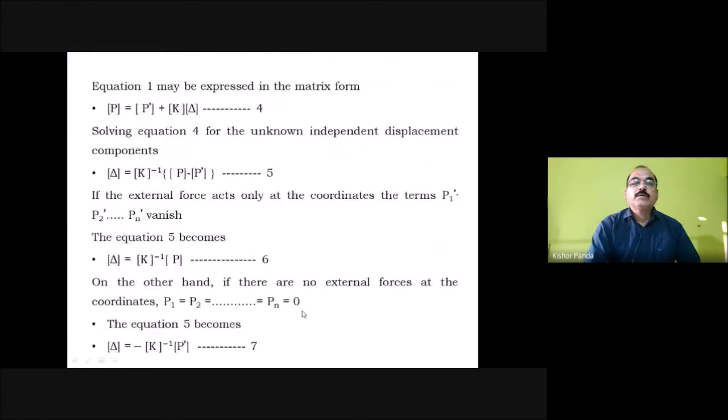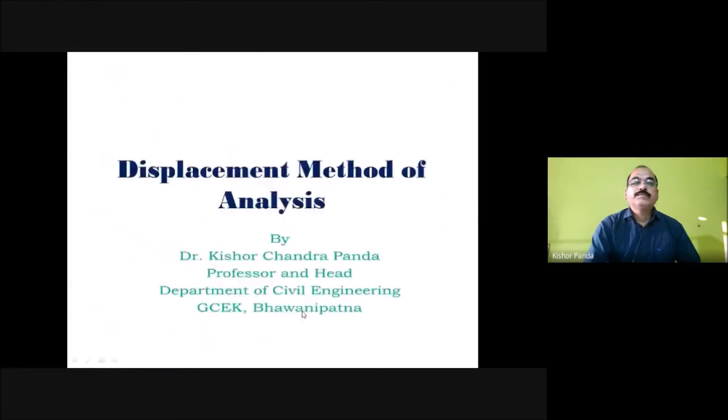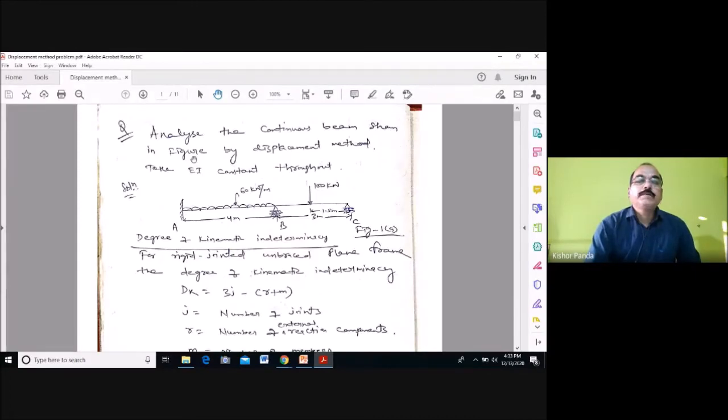Now we'll discuss one question, then you will be clear. So this is your question. Analyze the continuous beam shown in the figure by the displacement method. Take EI constant throughout. This is your continuous beam. These are your supports A, B, C, and AB length is 4 meter, and BC length is 3 meter. One concentrated load of 100 kilonewton is present at a distance of 1.5 meter from the support C. And here the UDL is present throughout the span AB, length 4 meter. The load is 60 kilonewton per meter.